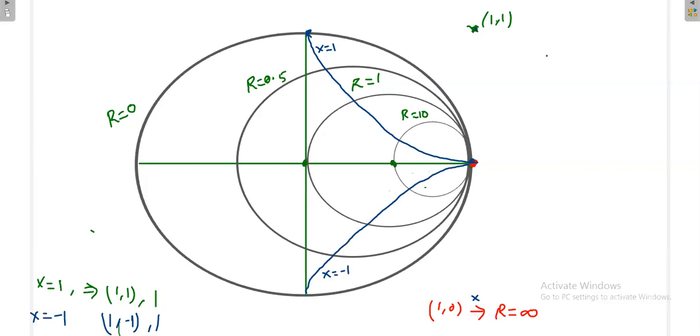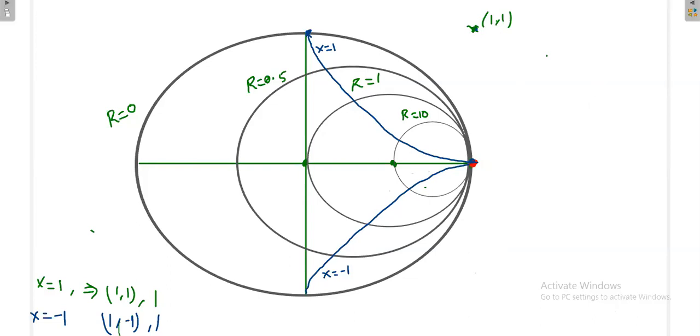Any doubts, anybody? How I am drawing the constant reactance circle? Because the compass is not there, I am drawing it myself. Is this for impedance, sir? You are saying x equal to 1, minus 1. Sir, what is the meaning of that?